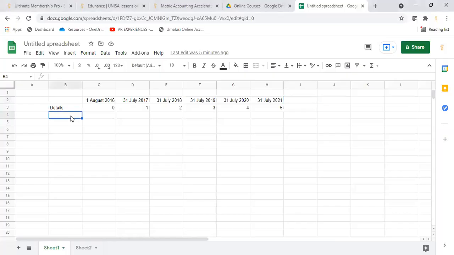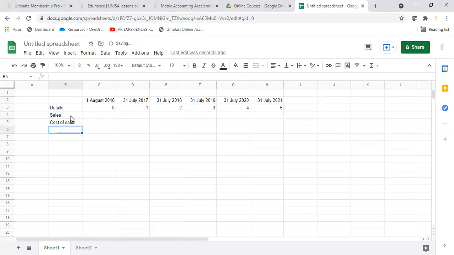So we're going to start off with sales. Remember, the reason we started with sales is because sales changes. So therefore, we're going to start off with sales, and then we're going to have cost of sales.